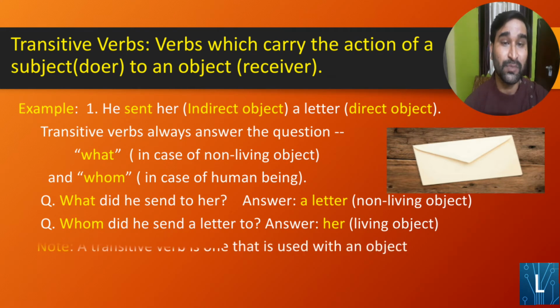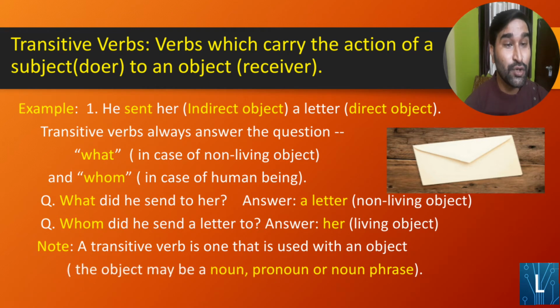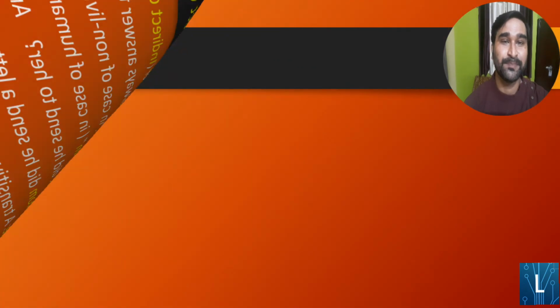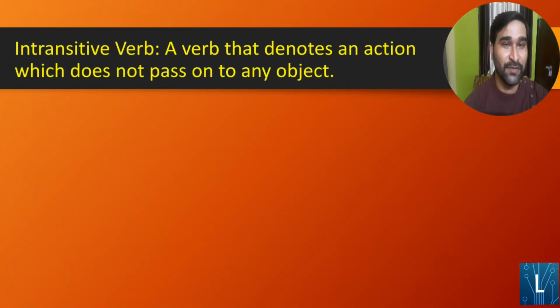Next, we may conclude that a transitive verb is one that is used with an object, and mind it, the object may be a noun, a pronoun, or sometimes a nominal phrase or noun phrase. So we may conclude that transitive verbs are those which carry the action of a subject to an object. That means transitive verb means verbs with object. Is it clear?